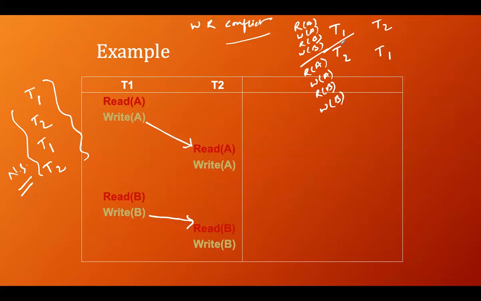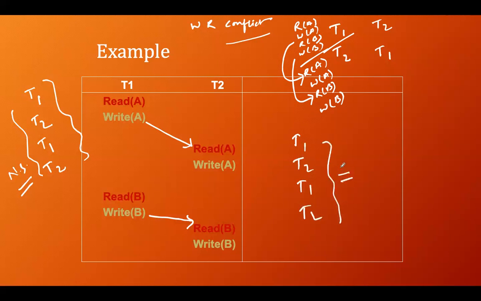So if I do T1 first, after writing on A, there is a read operation. Fine. And after writing on B, there is a read operation. Okay. Both the conflicts exist here. So can I say that I got the serial schedule which is equivalent to this? Yes. So this non-serial schedule is conflict serializable.